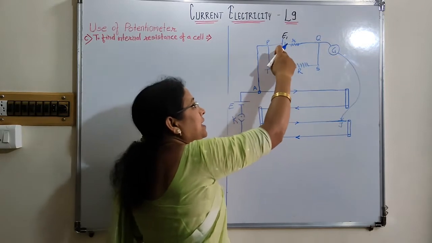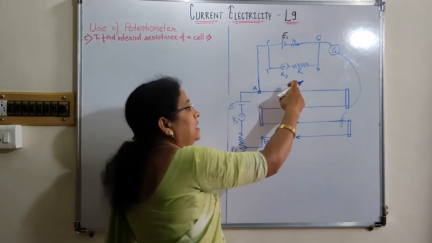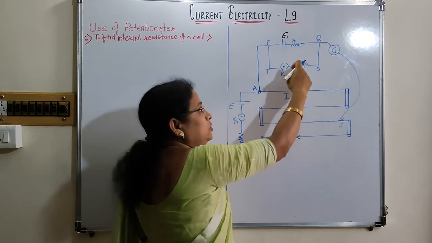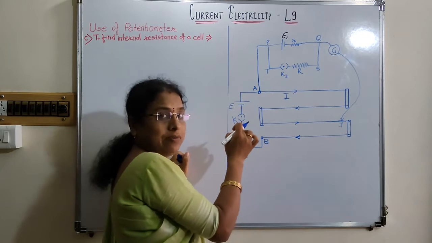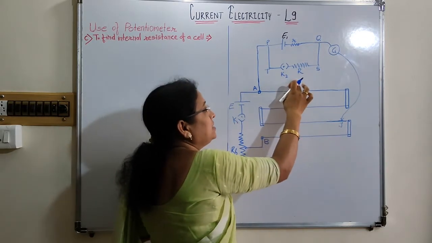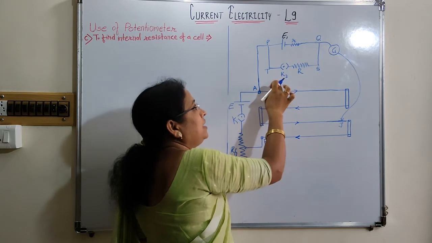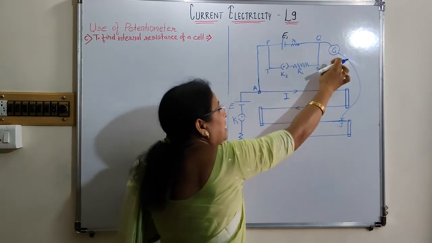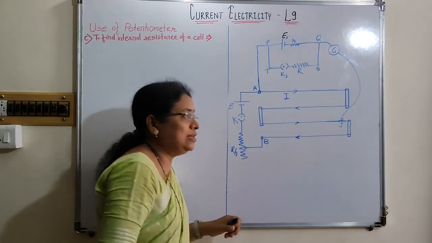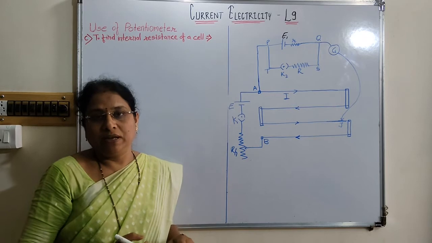Small r is the internal resistance of the cell, which is to be determined here, and a resistance box from which we choose some resistance. Here we can draw a square also. R is the resistance chosen from that resistance box, known resistance. Along with the key K2, we connect here in this way parallel to the cell E1, and a galvanometer and jockey is connected as shown in the figure. We have to find the internal resistance of a cell.